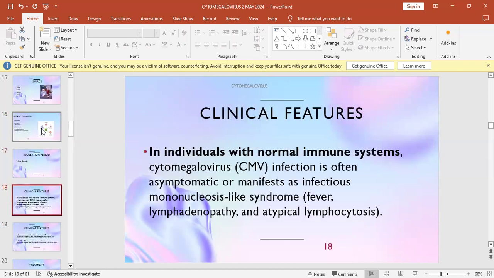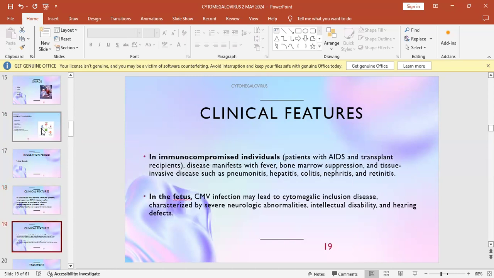The clinical feature is that in an individual with a normal immune system, cytomegalovirus infection is often asymptomatic or manifests as an infectious mononucleosis-like syndrome, with fever, lymphadenopathy, and atypical lymphocytosis. However, in immunocompromised individuals, such as patients with AIDS or transplant recipients, disease manifests with fever, bone marrow suppression, and tissue-invasive disease such as pneumonitis, hepatitis, colitis, nephritis, and retinitis. And in the fetus, cytomegalovirus infection may lead to cytomegalic inclusion disease, characterized by severe neurological abnormalities, intellectual disability, and hearing defects.